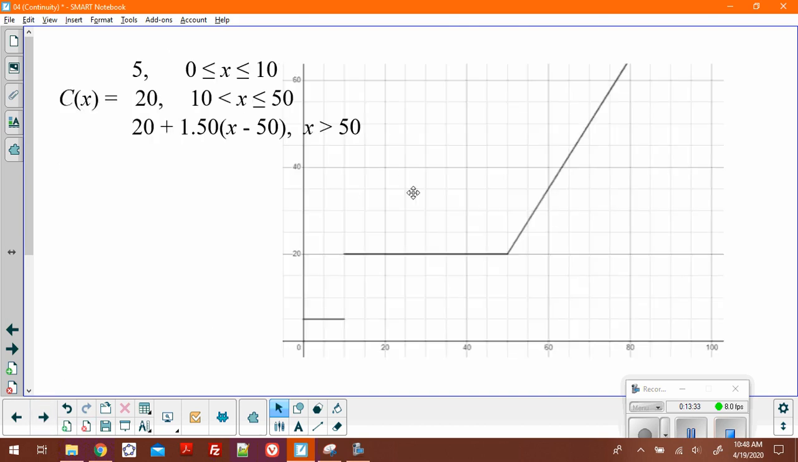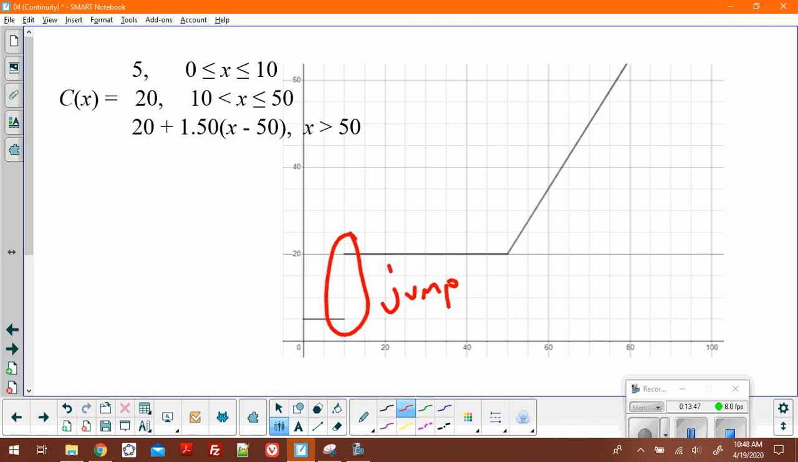So I've copied it over here. The final question was to identify any discontinuities. The obvious one here is a jump discontinuity at x equals 10, right? There's a sudden movement from 5 to 20 at x equals 10.